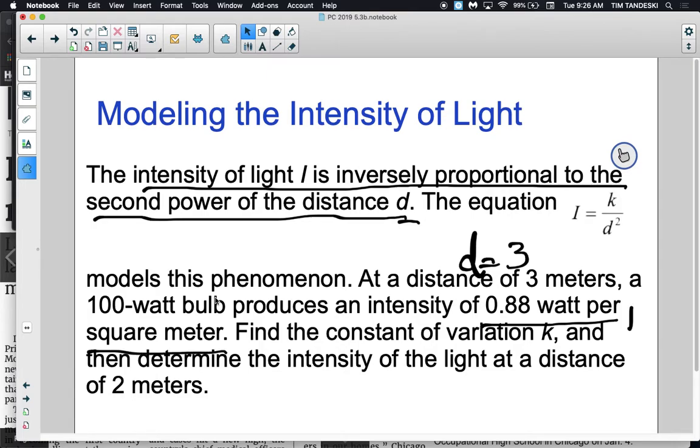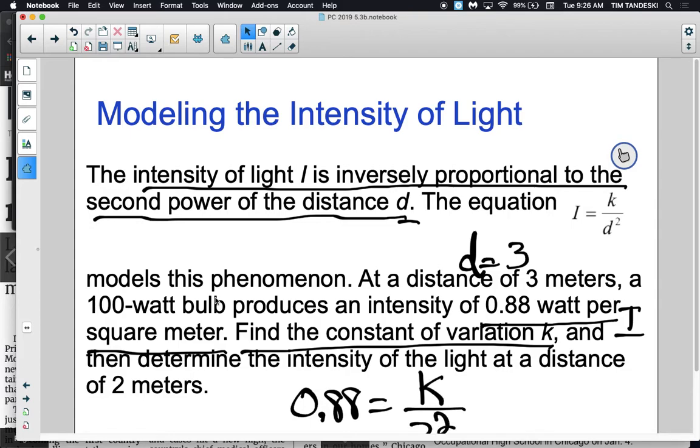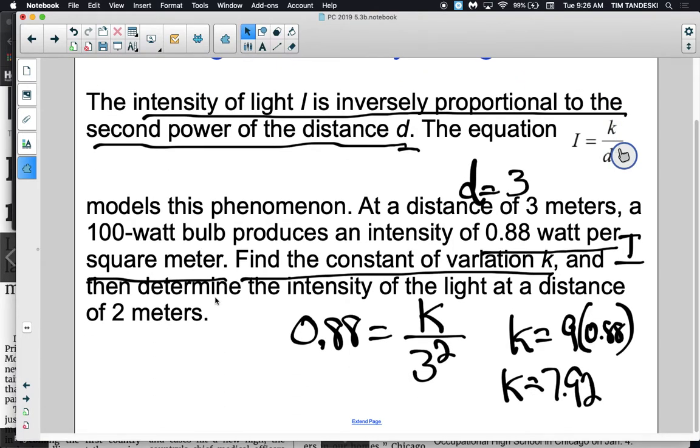So this is I, my intensity right there. What I want to do is find the constant of variation k. In order to do that, I'm just going to substitute 0.88 in for I, and I'm looking to find out what k is. My distance is 3. So k in this problem is going to end up being 9 times 0.88, which I believe is 7.92. All right. So my formula now has turned into I equals 7.92 divided by d to the second power.